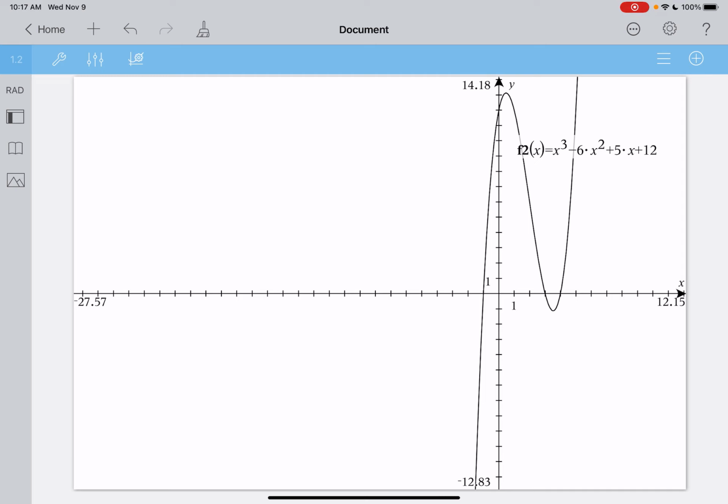And what do you see here, guys? We knew at the beginning of that problem that we had zeros at 3, negative 1, and positive 4. Zeros are the same as x-intercepts.